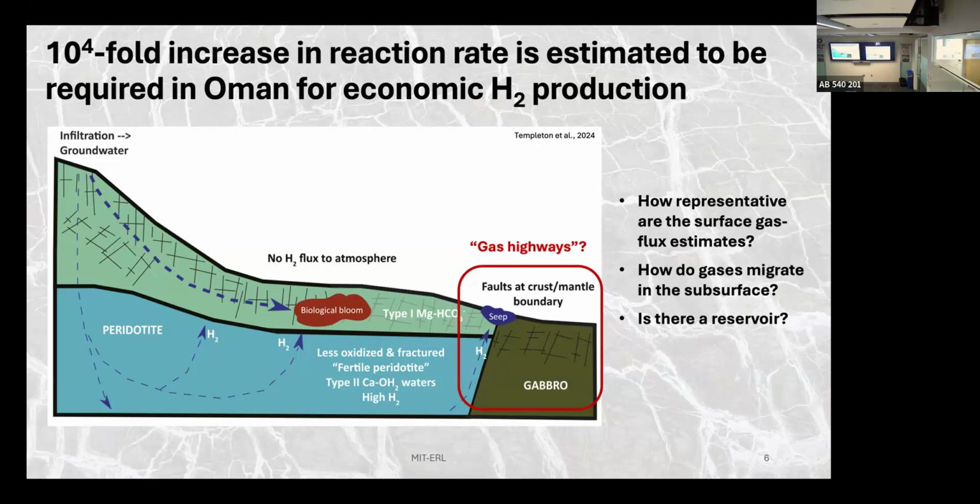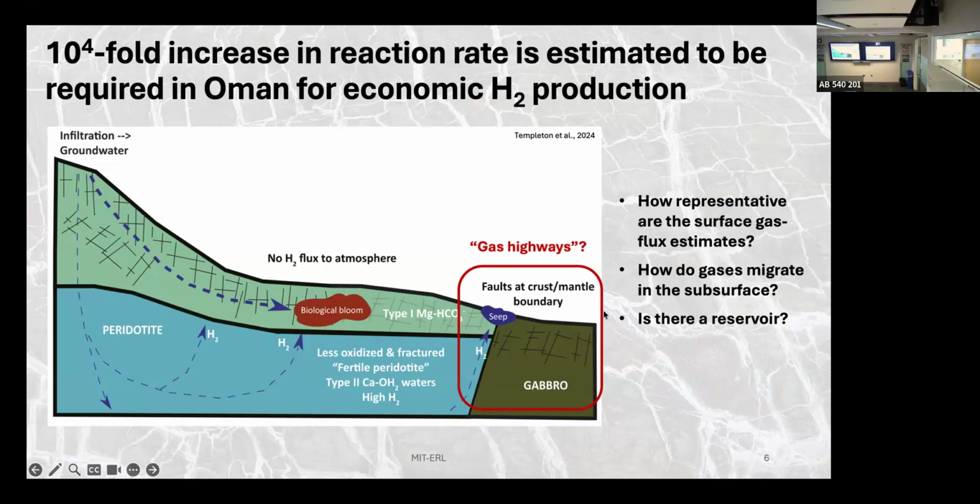And if there is indeed a reservoir in the subsurface, and what we're seeing on the surface is just a slow leakage from that reservoir, then you just can't use the gas flux to estimate the reaction rate. But if that's indeed true, then we probably just need to drill into those reservoirs and suck the hydrogen out of it. That will probably be the easiest solution, but still we don't know.